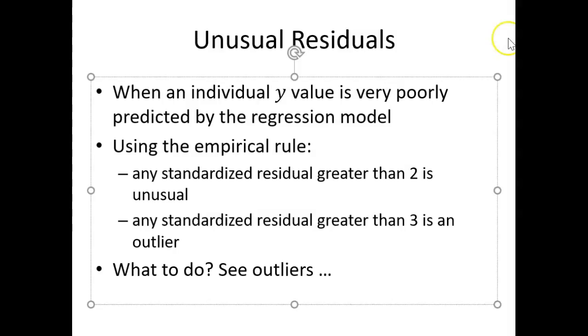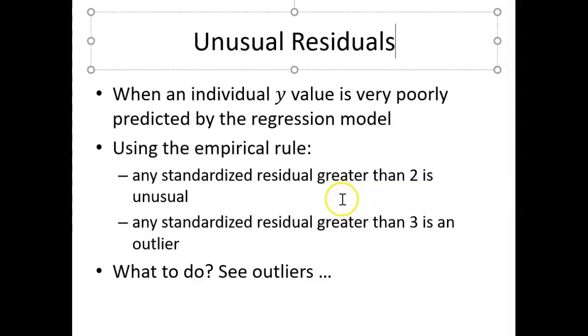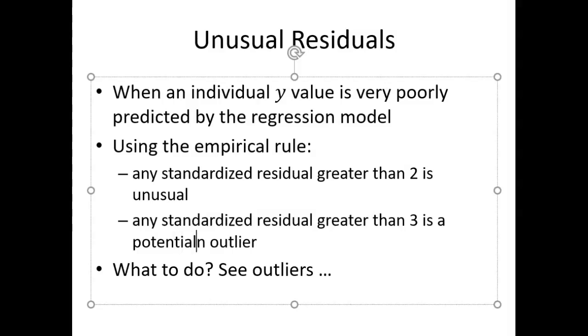Okay, so using the empirical rule, any standardized residual greater than 2 is unusual. And the standardized residuals are the raw residual, the raw error term, divided by the standard error of the error terms, which is what we talked about in the previous section. Okay, and then any standardized residual greater than 3 is, I should say, potentially an outlier. Okay, and then what to do, we'll talk about that when we get to outliers.